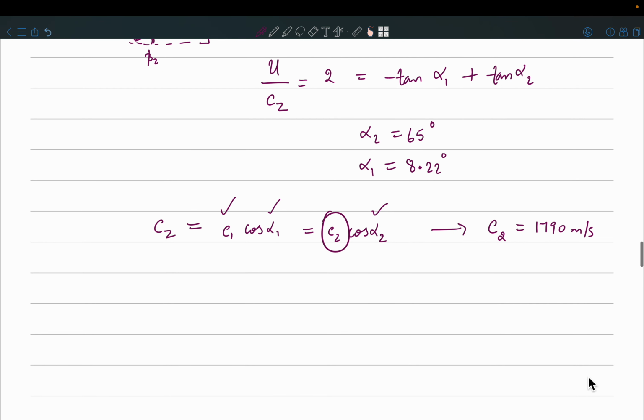And also now what you can do is you can find CZ. So you can also find blade velocity U. Okay, so if in the question they ask what is the blade velocity, you can solve from here. So therefore I'll just give a hint here. In a case where the question asks you to calculate blade velocity, you can find CZ equals C2 cos alpha 2, then find U, which is nothing but 2 times CZ.